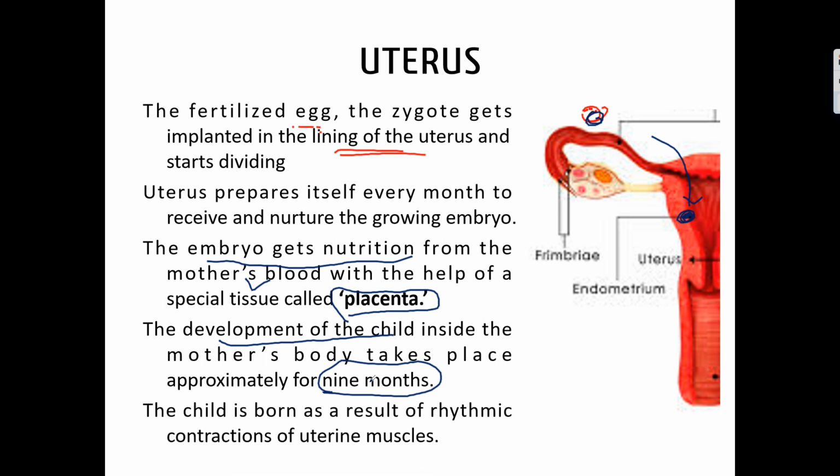After that, the rhythmic movements. There will be a contraction and relaxation of these uterine muscles. These muscles will keep on contracting and relaxing. Because of this continuous rhythmic movement, the baby will be released out of the body.